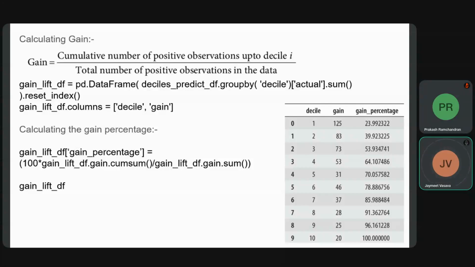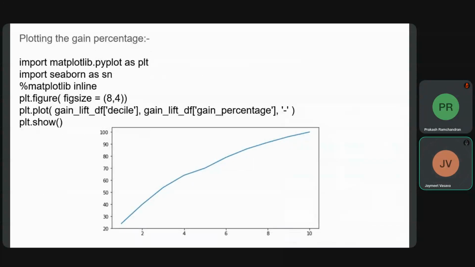So now we can know how many of them are more likely to subscribe. Plotting the graph against the number of deciles, this is how the graph looks when we visualize it.